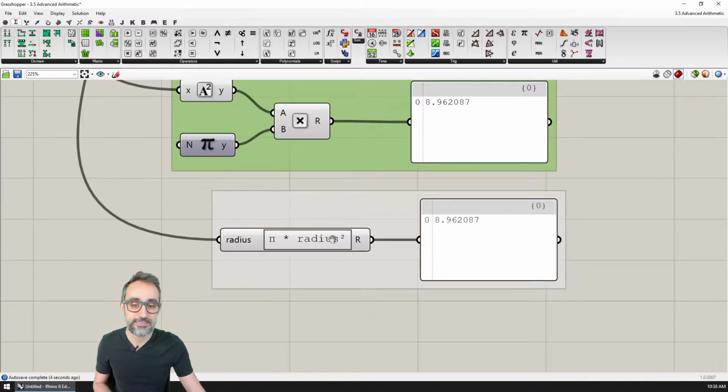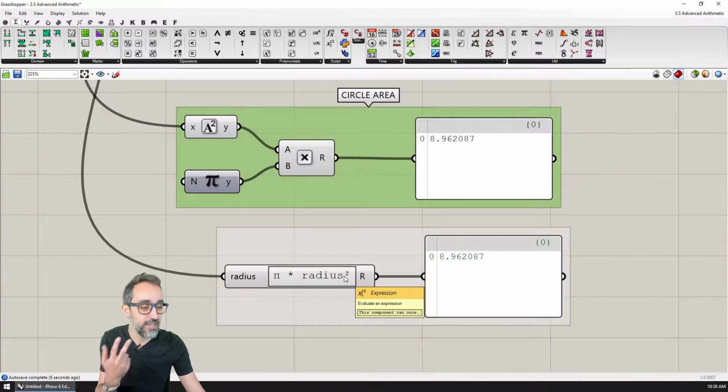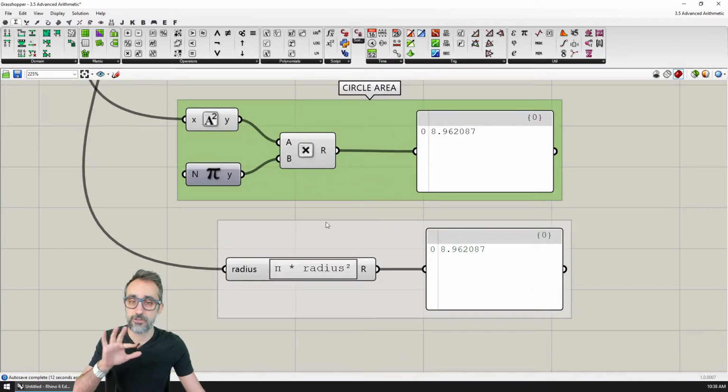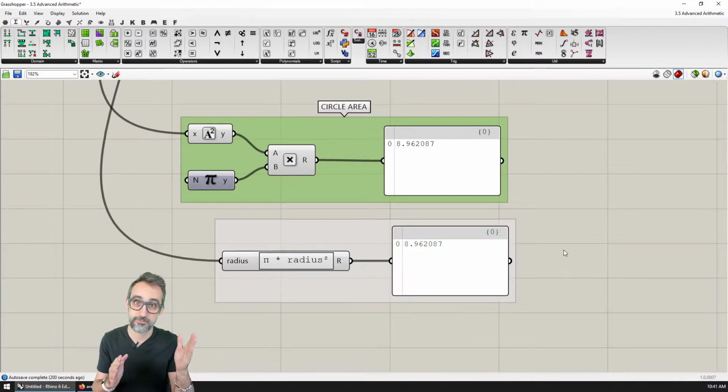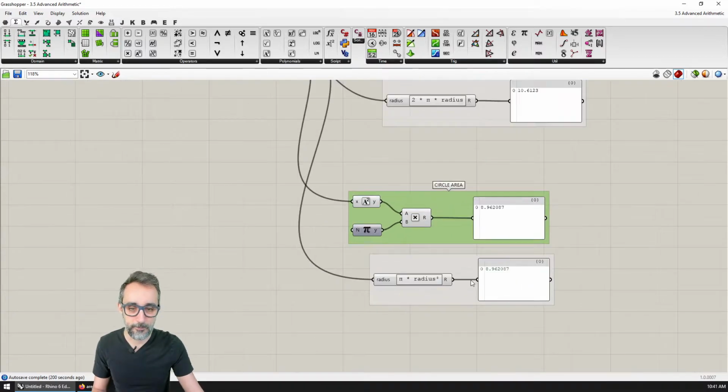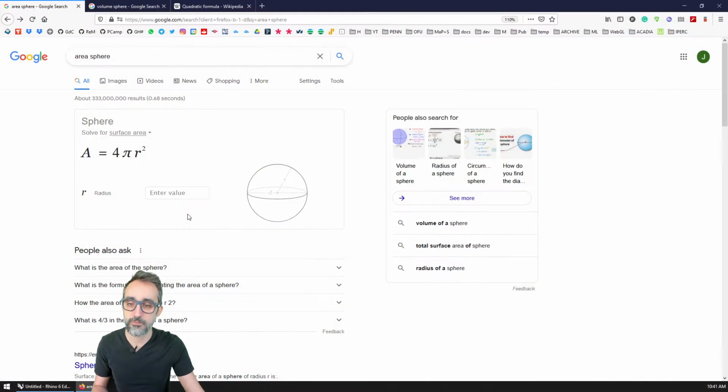So for me, as a human, I find this a little more elegant, a little easier to read than this mess of components. And again, this is for a very simple scenario. It can get more complex. Should we take a look at a more complex example? For example, how do we calculate the area of a sphere? Well, the equation is not that much more complicated than what we've had before.